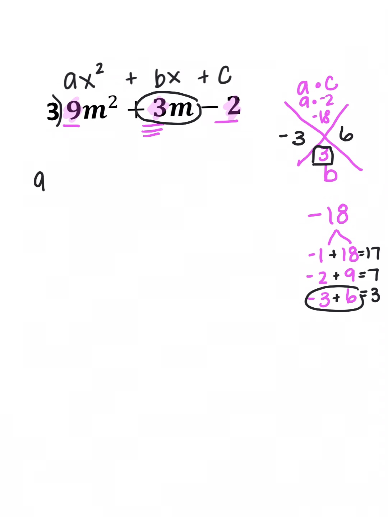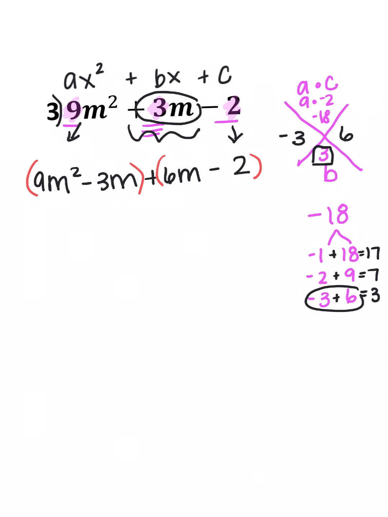So I'll write 9m squared minus 3m plus 6m. So all I did was rewrite that, and then minus 2. Everything else was just brought down. Then I do grouping. I group the first two and I group the last two together and factor out the greatest common factor. So between a 9 and a 3, they have a 3 in common. This one has 2 m's, this one has 1, so they do have 1 m in common.